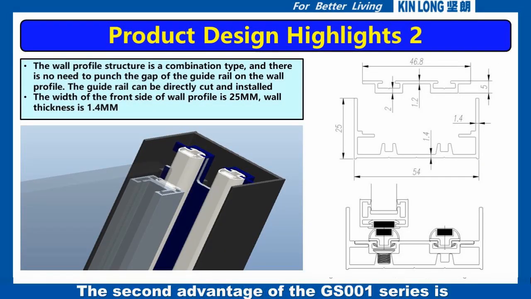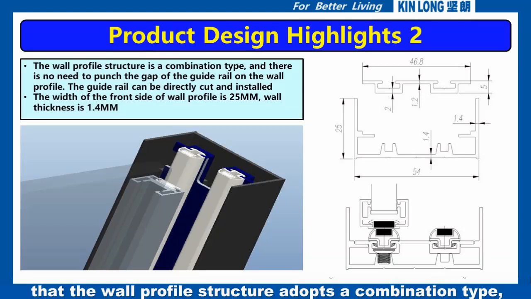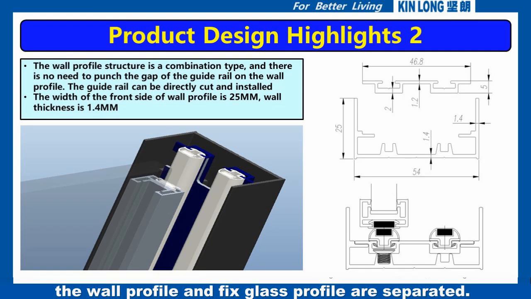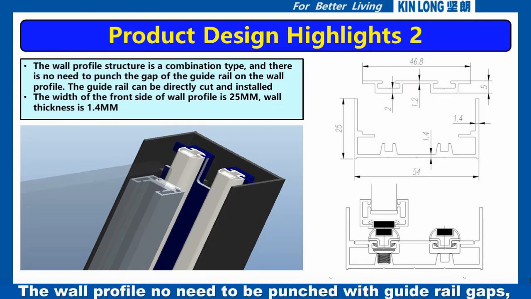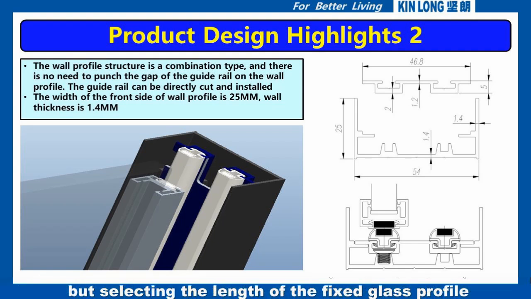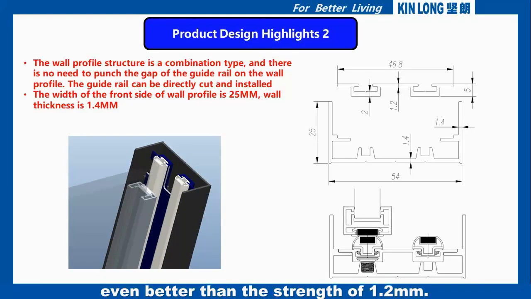The second advantage of the GS001 series is that the wall profile structure adopts a combination type. The wall profile and fixed glass profile are separated. The wall profile does not need to be punched with guide rail gaps, but the length of the fixed glass profile is selected according to the gap size, which greatly speeds up the delivery time of the product. Secondly, the width of the wall profile is also extremely narrow, at 25 mm. Simple and aesthetic. The wall thickness is 1.4 mm, even better than the strength of 1.2 mm.